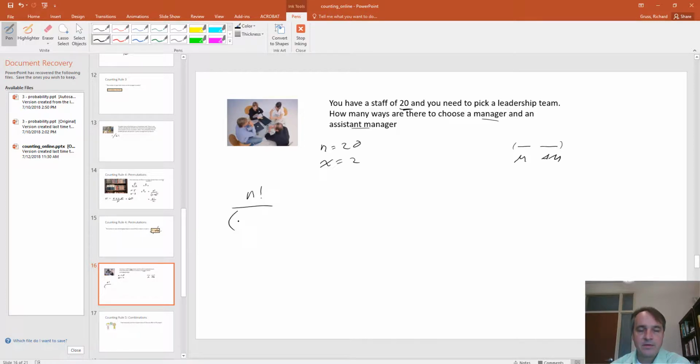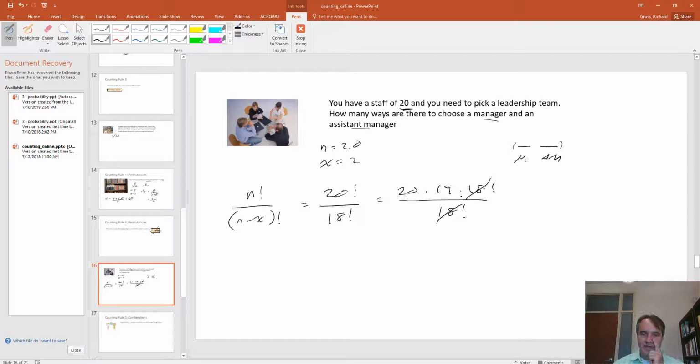So again, the formula here is n factorial over n minus x factorial. So we've got 20 factorial, and n minus 2 is 18 factorial. Now, rather than put these into a calculator, let's do the cancellation thing. We're going to do 20 times 19 times 18 factorial divided by 18 factorial, and those 2 cancel. So it's just going to be 20 times 19, which is 380.